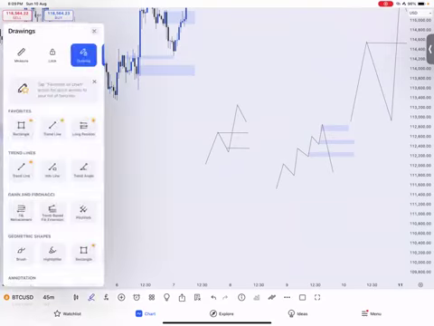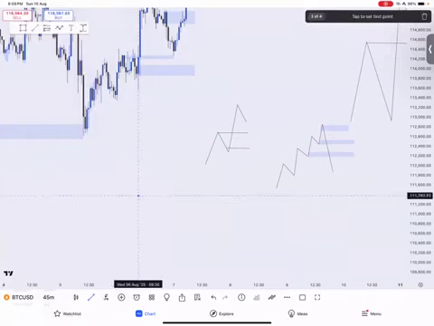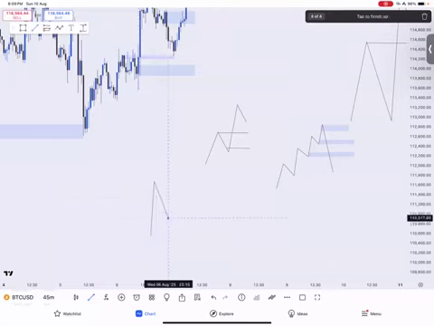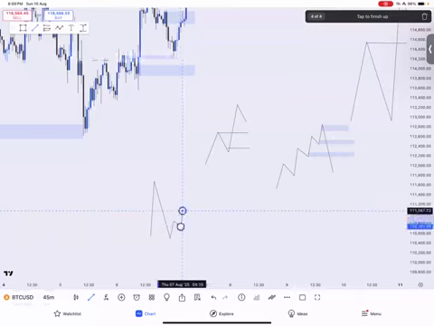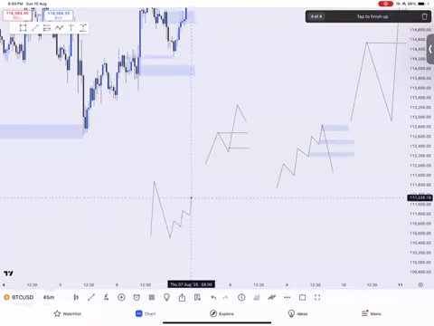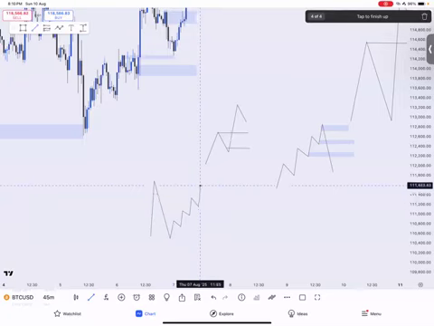Now, for the scenario of a double breakout structure, because we don't just use single breakout structures, we use double breakout structures. So let's assume we have a high here, then price starts making what? Higher highs, then higher lows.